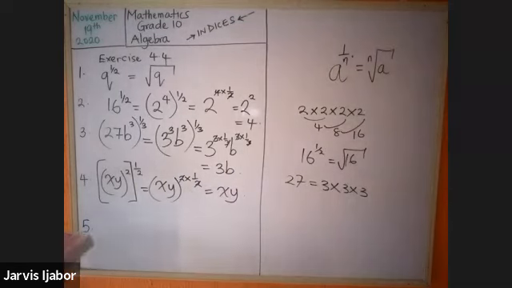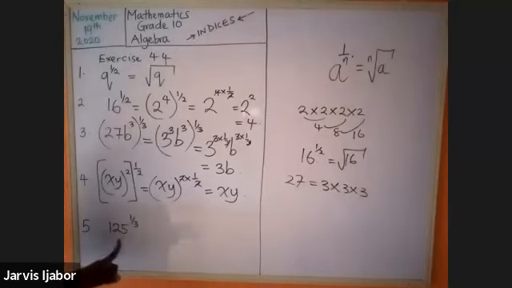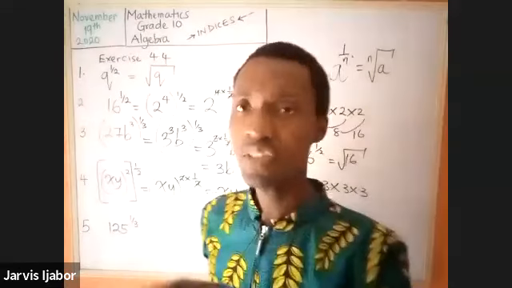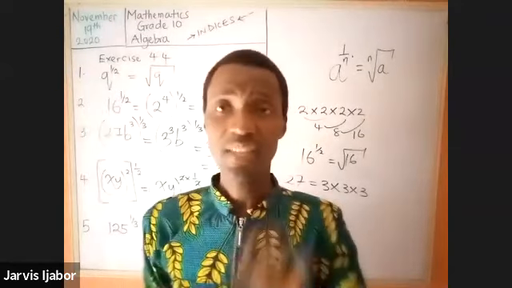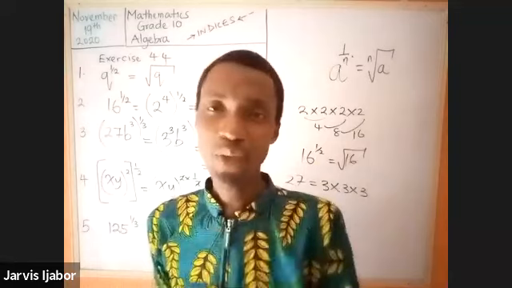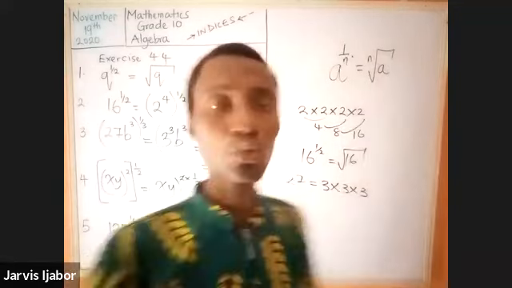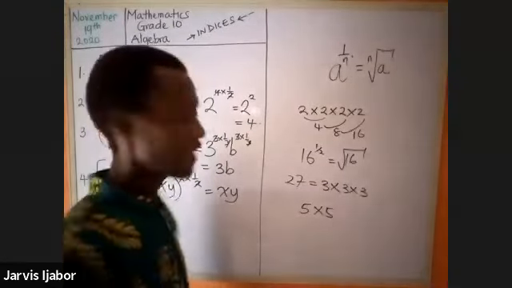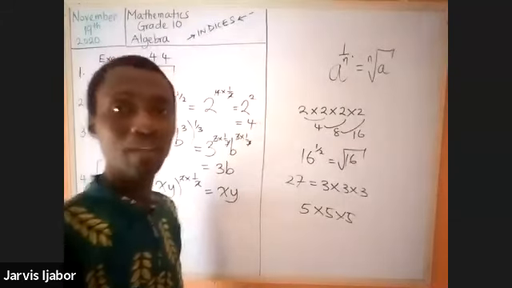In question 5, you have 125 raised to the power of 1/3. Your first task is to look for the prime factor of 125. Now, to make this a little easier for you, any number that ends with 5 is divisible by 5. So by way of helping you out, 5 will be the prime factor there. So what do you do next? You test. 5 times 5 will be 25, times another 5 will be what? 125.